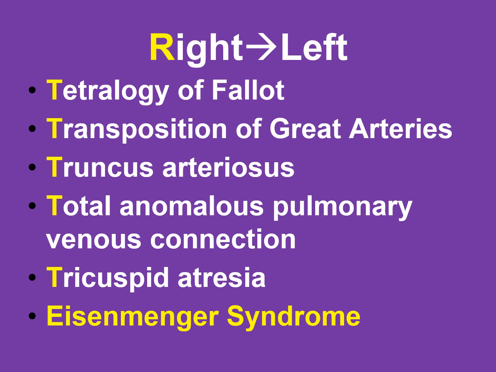Now let's go to the right to left shunt. So all T except the Eisenmenger syndrome: tetralogy of Fallot, transposition of great arteries, truncus arteriosus, total anomalous pulmonary venous connection, tricuspid atresia, and the Eisenmenger syndrome.